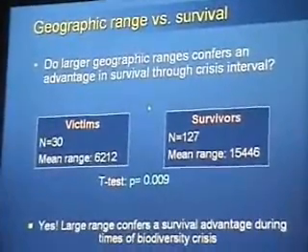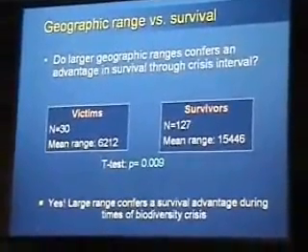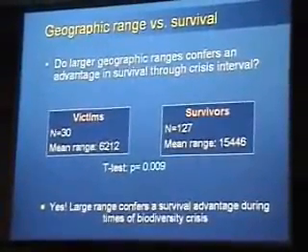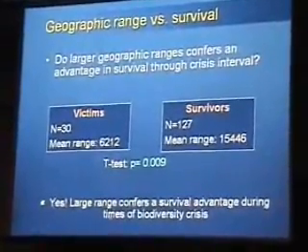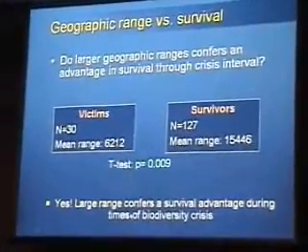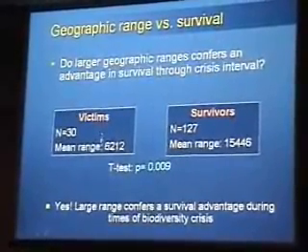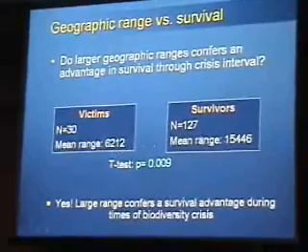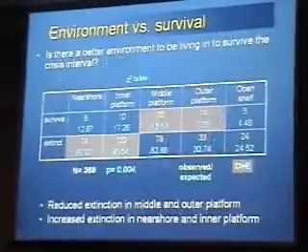Now, so we see these changes in range with environment, we see these changes in range through time. So the question is, if you've got a big range, is this going to help you get across the invasion interval? And in fact, yes. Yes, it does. So species with big ranges are crossing the crisis interval. Those that are victims, those that go extinct, have much smaller ranges than those that survive through this interval.